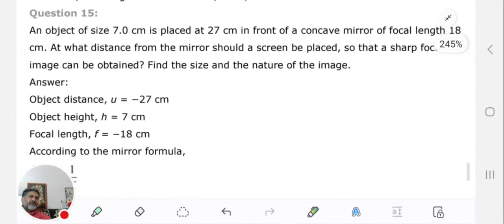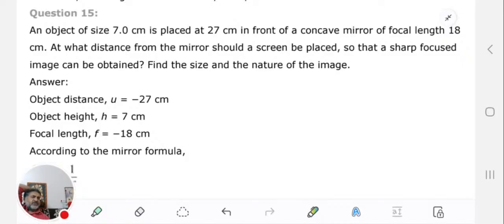Question number 15. An object of size 7 centimeter is placed at 27 centimeter in front of a concave mirror of focal length 18 centimeter. At what distance from the mirror should a screen be placed so that a sharp focused image can be obtained? Find the size and the nature of the image.